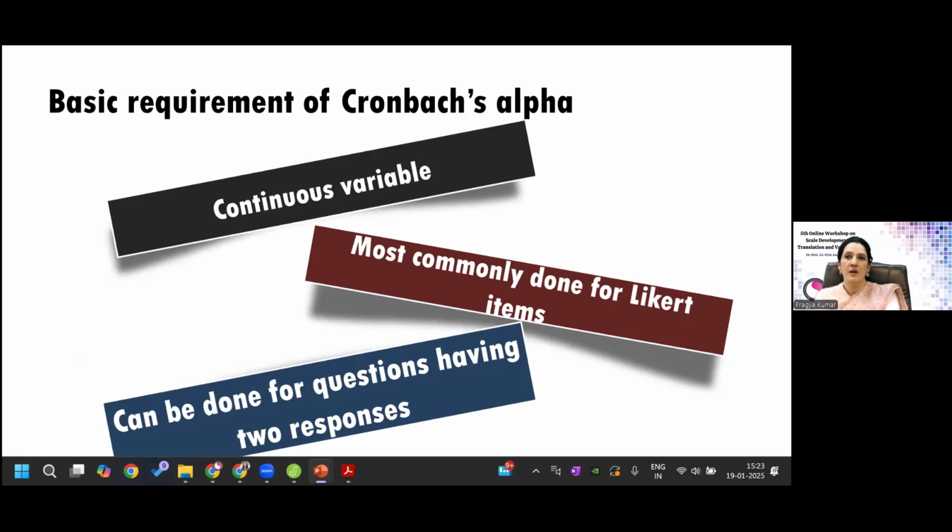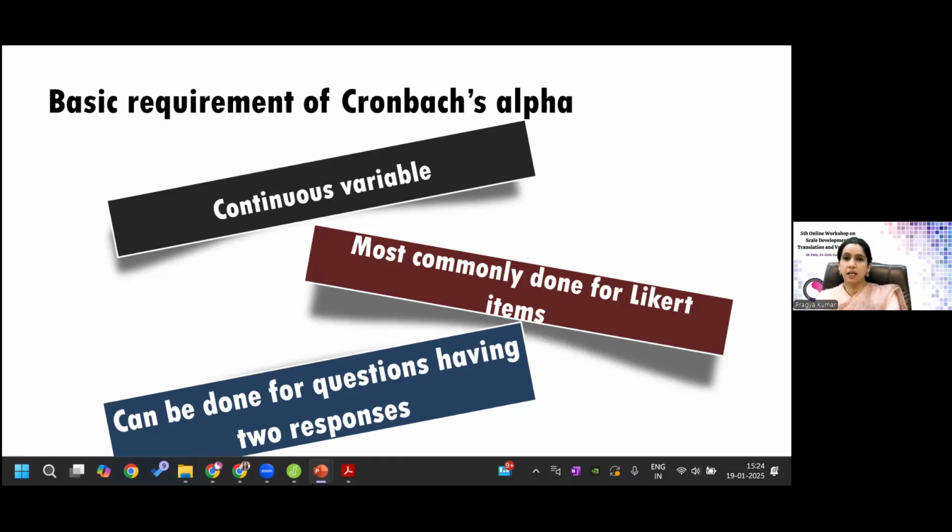The basic requirement for Cronbach alpha is that it should be a continuous variable. That's why I said you should take a Likert scale of at least 5 points. With fewer than 5, it will still give you a result, but it is better to take at least a 5-point Likert scale. It can also be done for questions with 2 binary responses. We'll see a test, also known as KR20 and KR21.